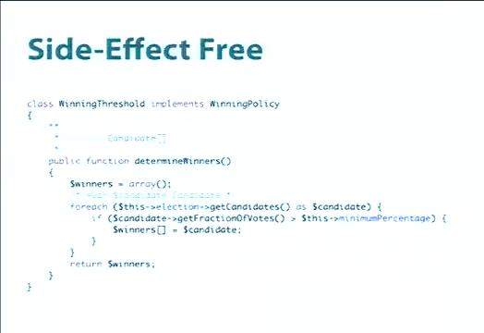Side effect free. So here's an example of a side effect free method. The determine winners method in our winning threshold value object. This doesn't change any state. It calculates who the winners are, returns those winners. No state is changed in the process.